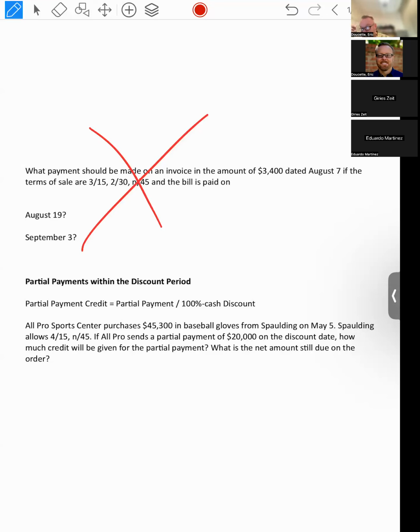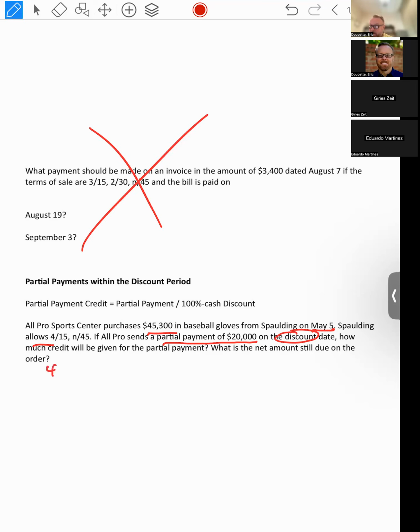So partial payment is, again, the problem below says they have a purchase of $45,300, but on May 5th, on these terms, but then they make a partial payment of $20,000 on the discount date. So how much credit will be given for the partial payment, and what is the net amount still due?